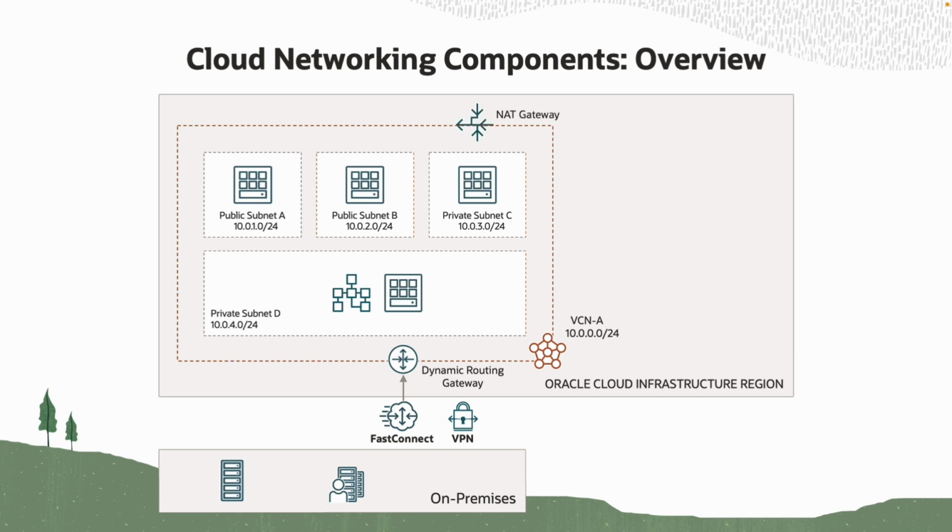A NAT gives cloud resources without public IP addresses access to the internet without exposing those resources to incoming internet connections. Finally, a service gateway provides a path for private network traffic between your VCN and supported services in the Oracle Services Network. For example, database systems in a private subnet in your VCN can back up data to object storage without needing public IP addresses or access to the internet.